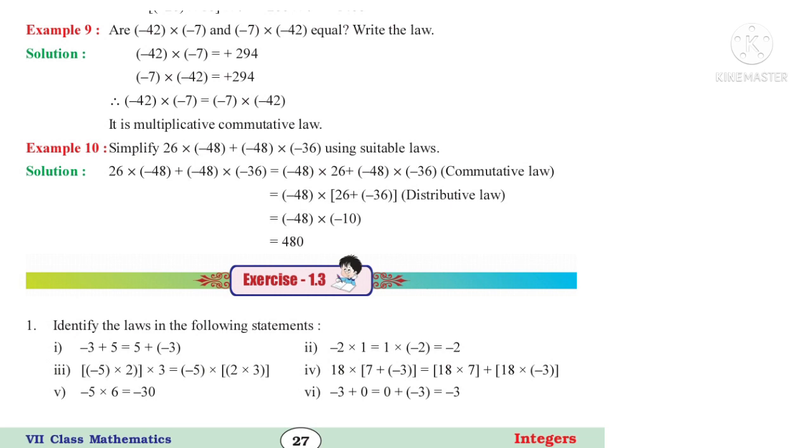That is equal to, here observe that minus 48 is common in both the expressions. So it is taken outside. So minus 48 into 26 plus minus 36 are written in a bracket. That is the distributive law. Now in the bracket it can be written as 26 minus 36, which becomes minus 10. So minus 48 into minus 10 is 480.